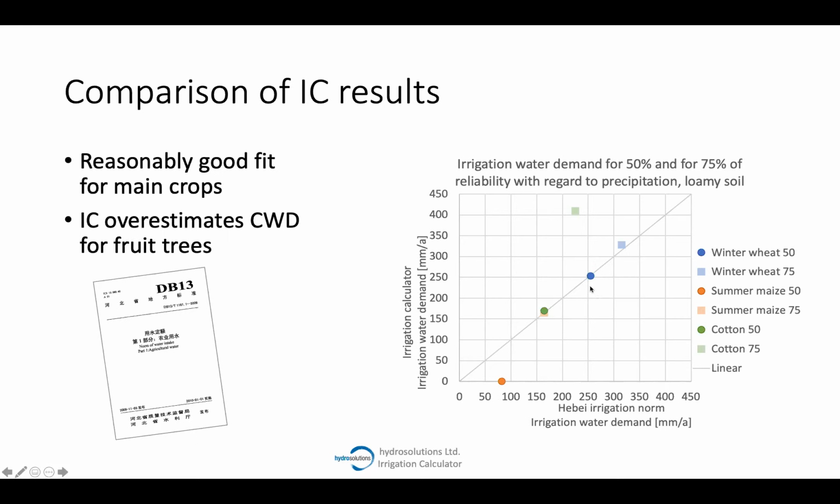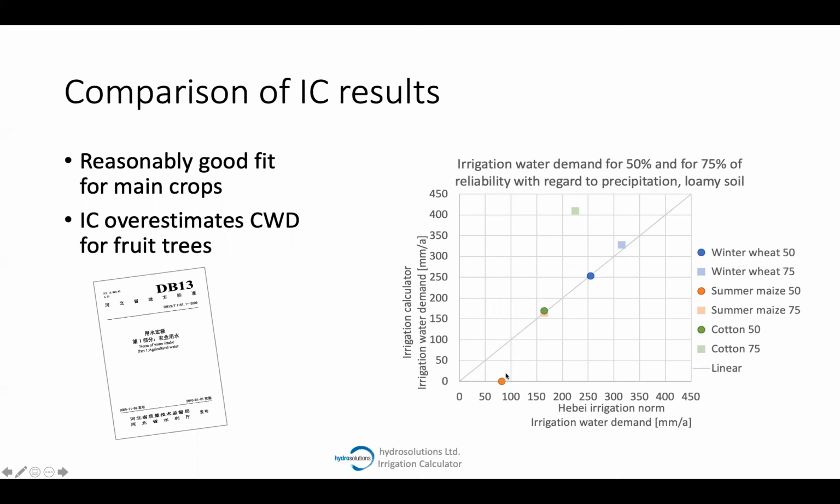The different symbols stand for different amounts of precipitation that is available. The darker colors in the circle stand for a normal year, so a year with the average precipitation. And the squares in lighter colors stand for drier years, so only 25% of the precipitation that would normally be expected falls. You see that the irrigation calculator fits quite well with this Hebei irrigation norm.